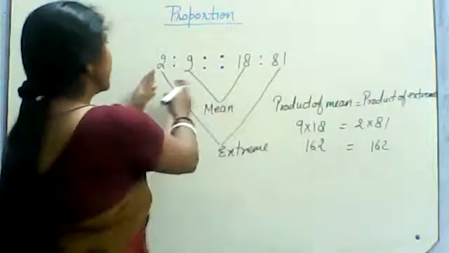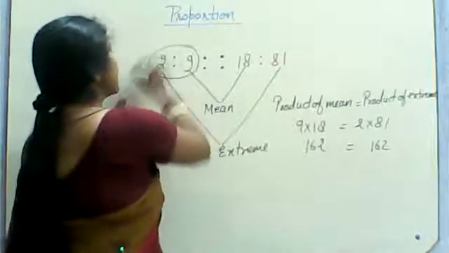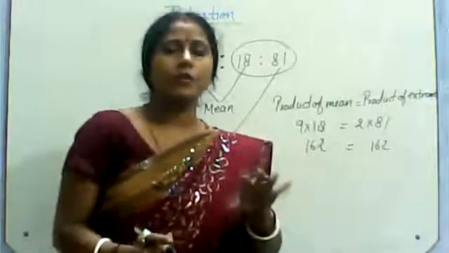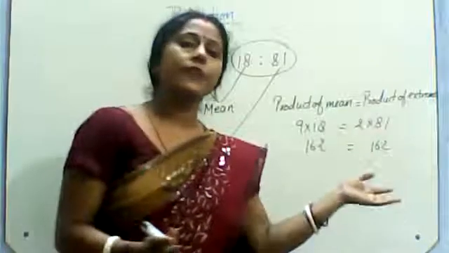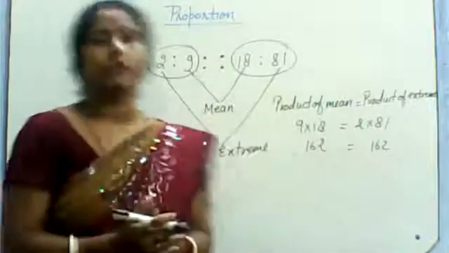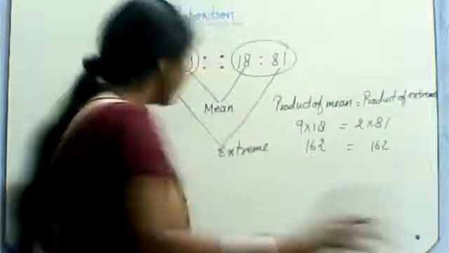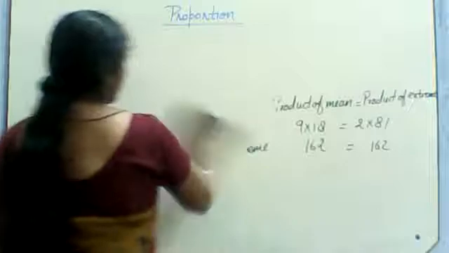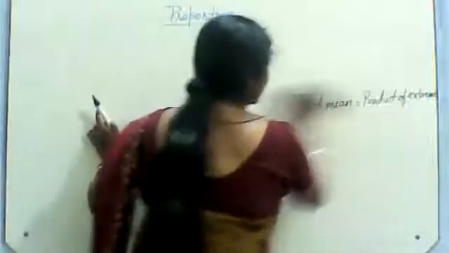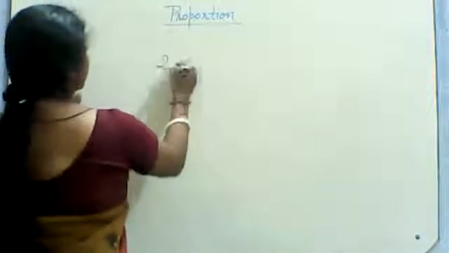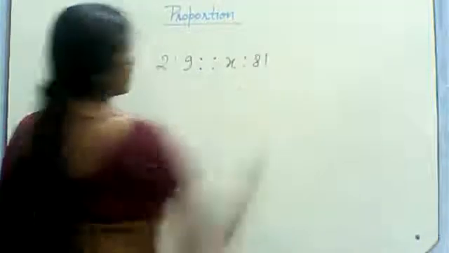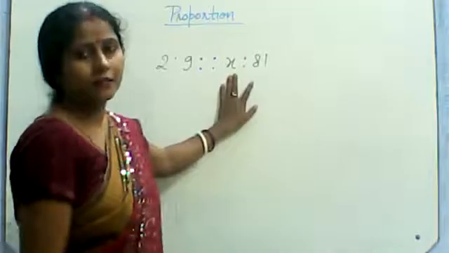So these both, 2 ratio 9 proportion to 18 ratio 81, same thing is there, only the forms are different. That is fraction form and this is ratio form, proportion form. Now, in this I am going to tell you which type of question you will get. Suppose you are given 2 ratio 9 proportion to x ratio 81. Unknown term you have to find out.